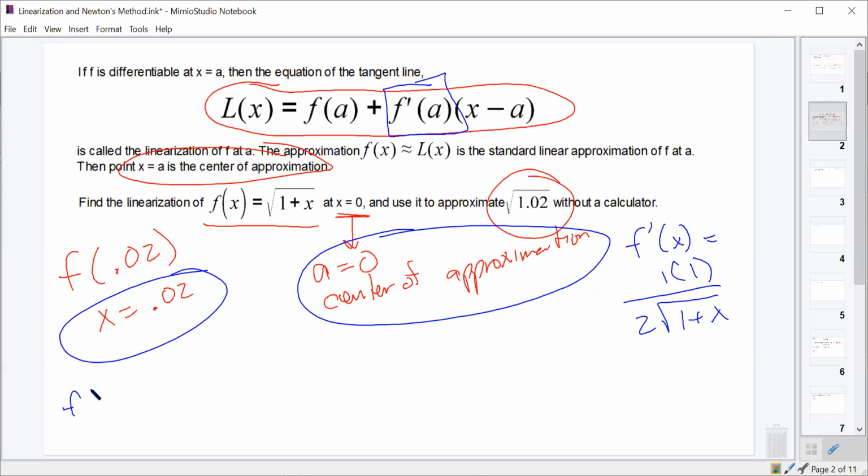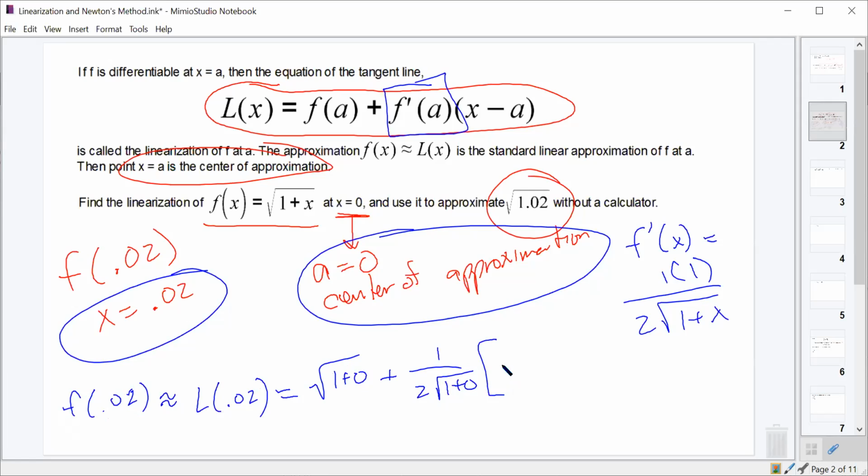So let's plug it all in. We want f of 0.02. f of 0.02 ought to be approximately equal to L of 0.02, which should equal f of a, so the square root of 1 plus 0, plus f prime of a, which is 1 over 2 root 1 plus 0, times our x value, 0.02, minus our a value of 0. Everybody good with that so far? Any questions or issues on that?